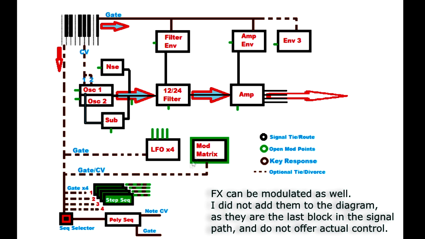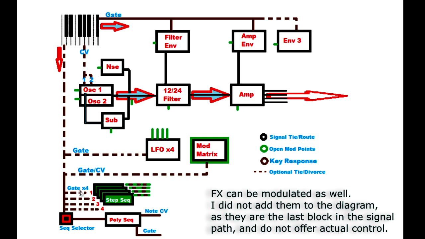And same with the mod matrix. You can tell the mod matrix to respond. You can use the key bed as a modulation source in the mod matrix. It's pretty simple, but it's optional. You don't have to. You can though. And same with the gates on the step sequencer. You can either tell it to move forward on key presses, or you can tell it to just play on its own.